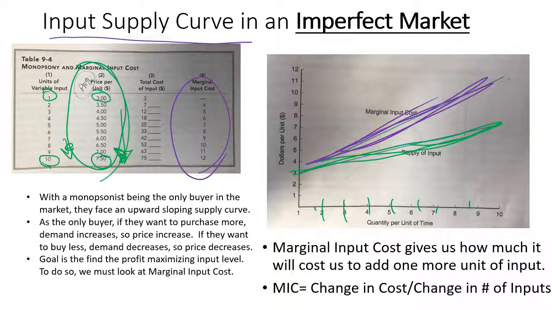And our final goal with some of this information is going to be to figure out what the profit maximizing input level is. And in order to do so, we're going to look at the marginal input cost graph and a couple other things we're going to put together in the coming slides.